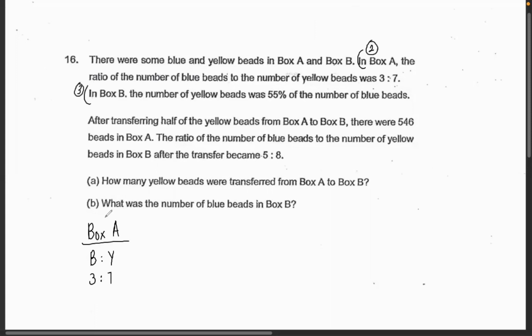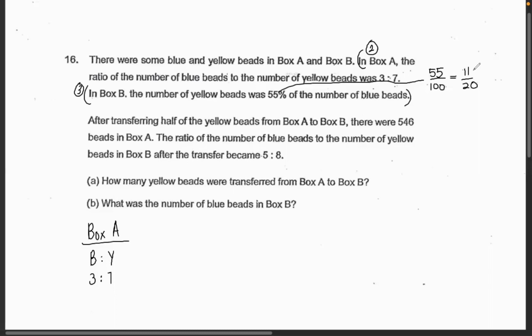In sentence number 3, it says, in box B, the number of yellow bits was 55% of the number of blue bits. Now, let's change 55% to 55 over 100. If I simplify this, I will get 11 over 20. A very common question students pose to me is: is 11 units for yellow or for blue? And is 20 units for yellow or for blue? Today I'm going to take this opportunity to clarify all of these doubts once and for all.